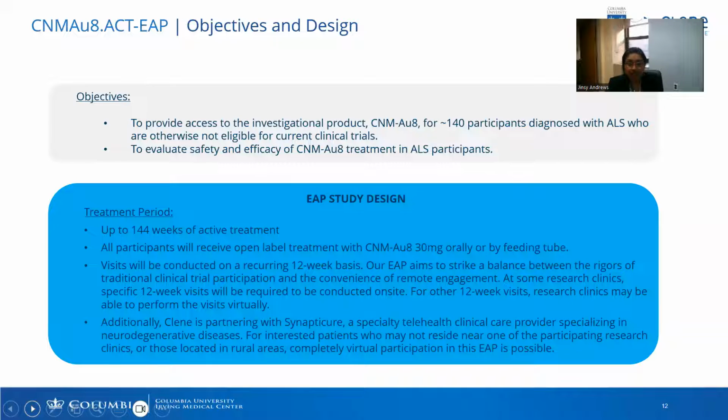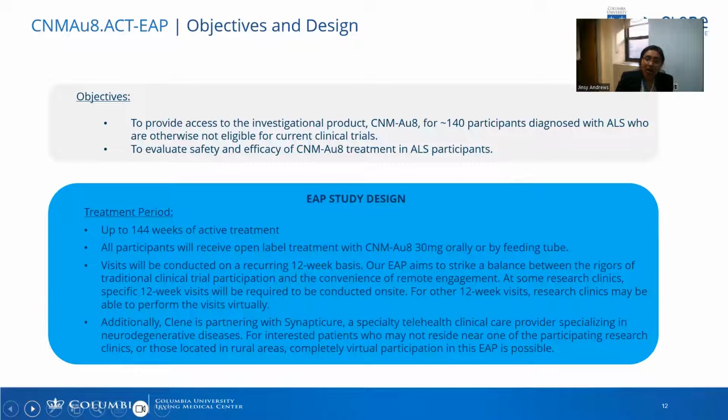So all participants will receive open label CNM-AU8, and it's the 30 milligram dose. It can be taken orally, it can be taken through the feeding tube, and the visits will be conducted on a recurring basis. And we're hoping that we collect biomarkers and we collect clinical data, but not in the depth by which you would do it in a clinical trial, but enough to assess safety and tolerability.